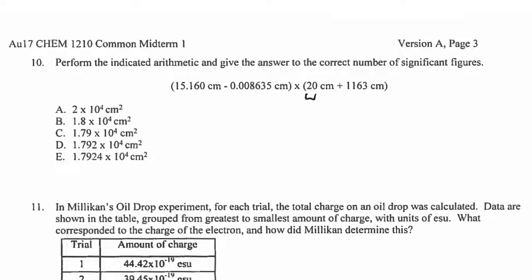That's only one sig fig, according to our sig fig rules. It's not two. It's just one sig fig, good to the tens placeholder. So when we add that to 1163, which is good to the ones placeholder, that value is only going to be good to the tens placeholder.